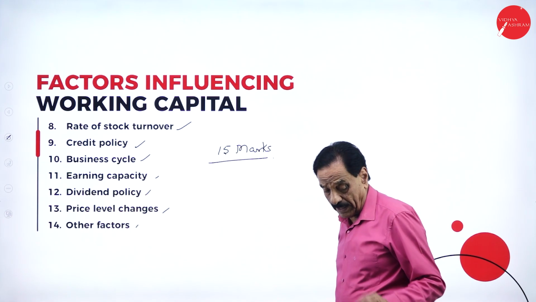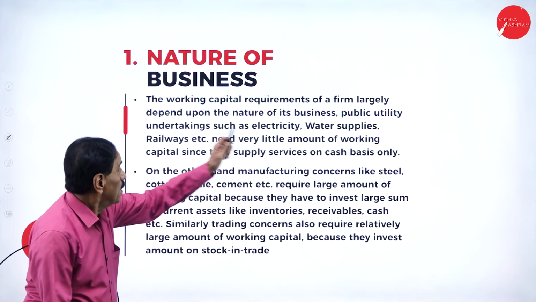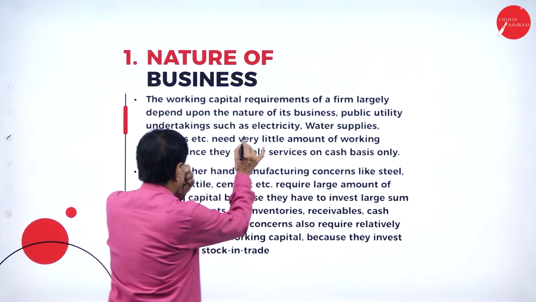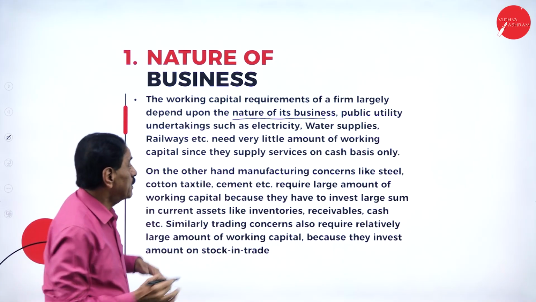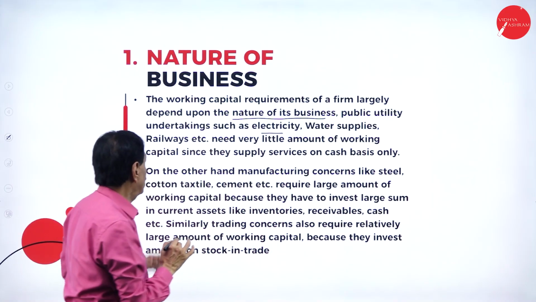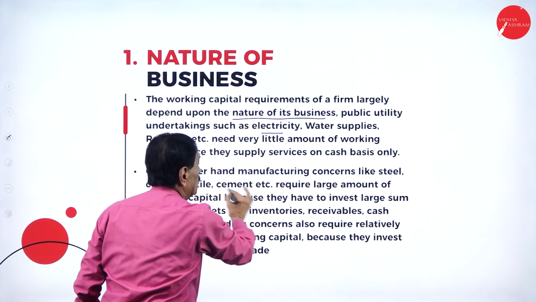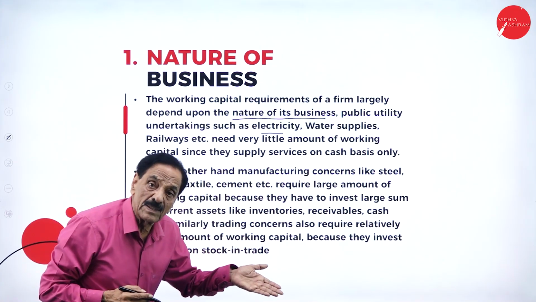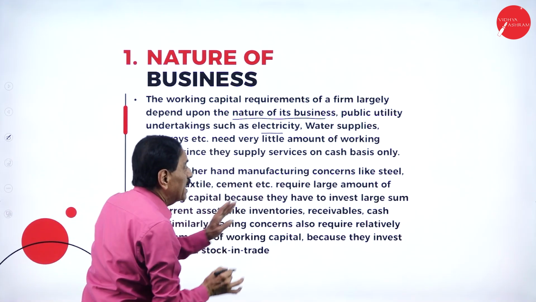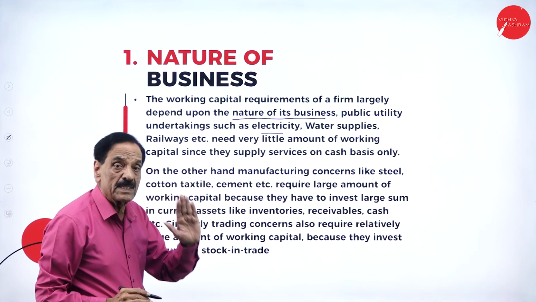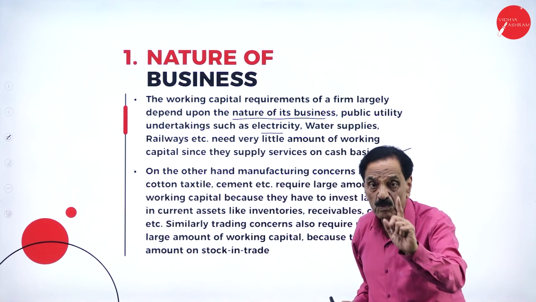So we'll go one by one. We'll move on. Nature of business. The working capital requirement of a firm largely depends upon the nature of business. Which type of business? Public utility undertakings such as electricity, water supplies, railways, need very little working capital. This is called a public utility concern. Which are public utility concerns? One is electricity, one is water supplies, one is railways. They need very little working capital since they supply service on a cash basis only. So they require less working capital.